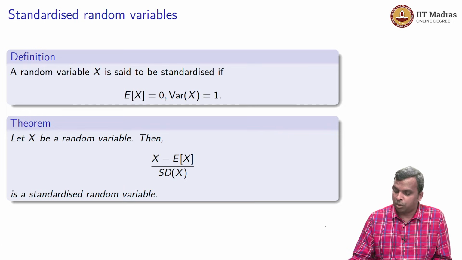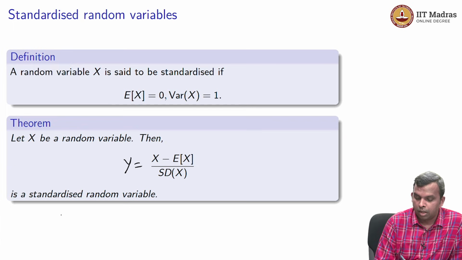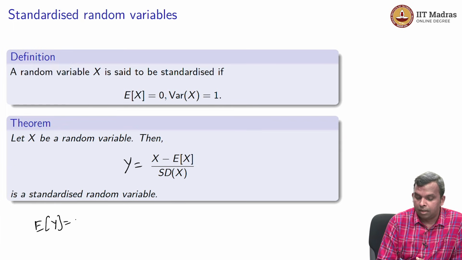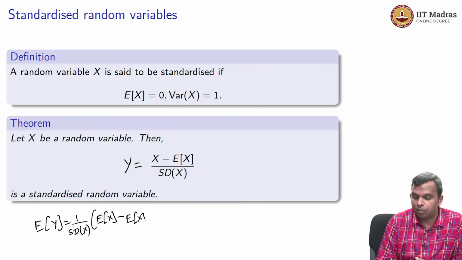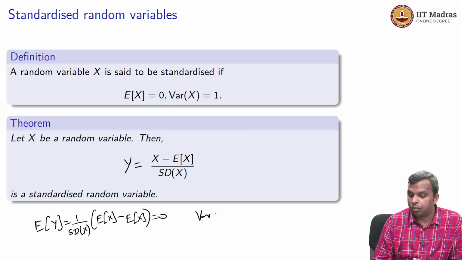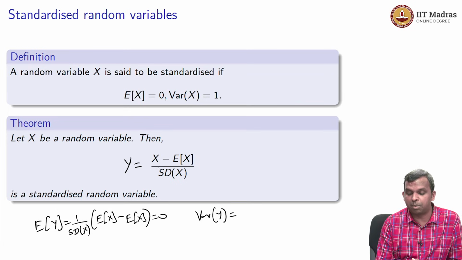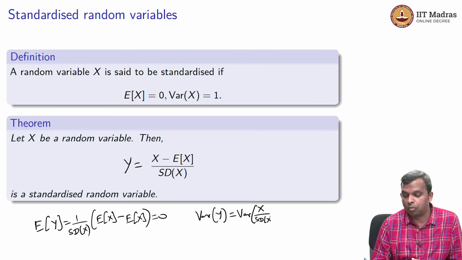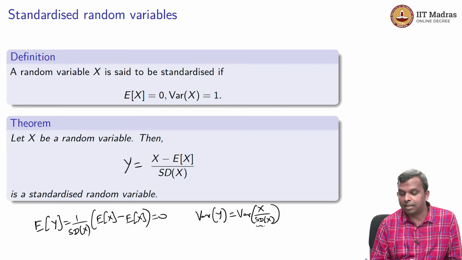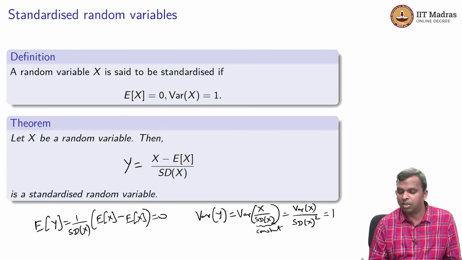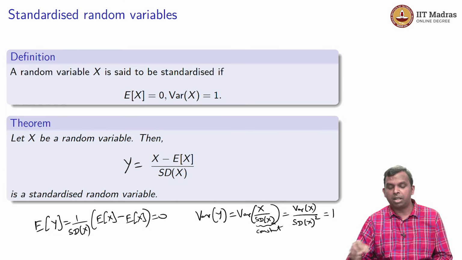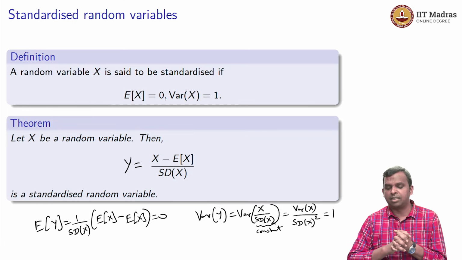It's not very hard. Supposing you say this is y, you can show the expected value of y: the 1 by SD of x will come out, this is just a constant, times the expected value of x minus the expected value of x, and that will go to 0. What about the variance? The variance of y, remember, this is x by SD of x minus a constant, expected value of x by SD of x. This is the same as the variance of x by SD of x. This is like a constant here. So you will get the variance of x divided by the standard deviation of x whole squared, and that is just 1. So these are easy proofs, nothing majorly going on, but it gives you something very important. This will come back to us and we'll use this in some interesting ways.